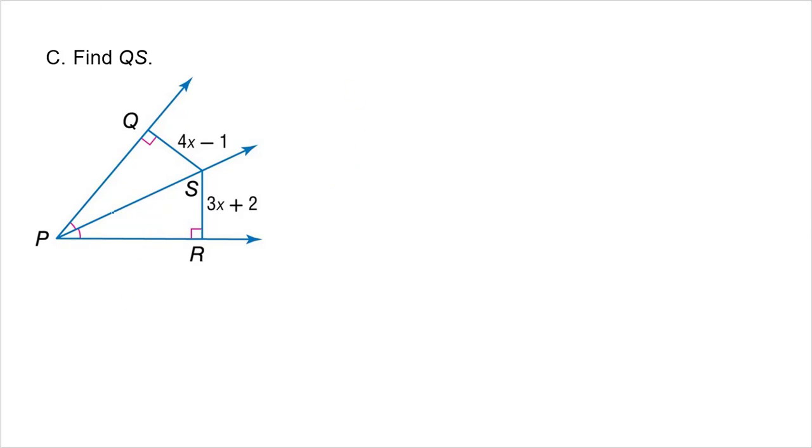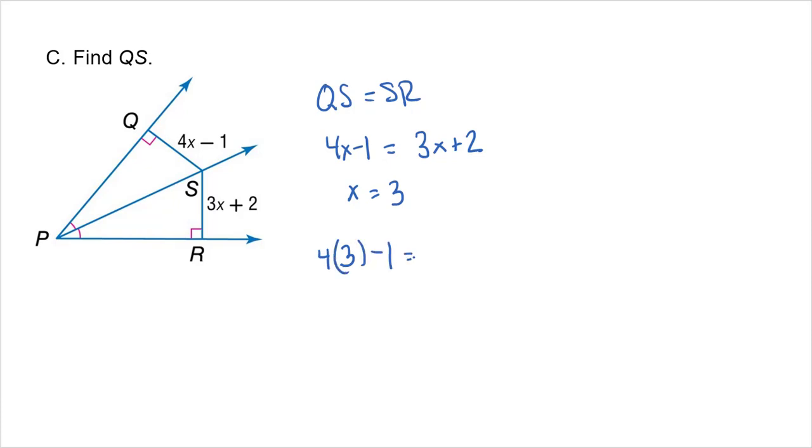Okay, here, we know it's on the angle bisector, so we know QS is going to be equal to SR. So 4x minus 1 is equal to 3x plus 2. I subtract the 3x over. I add the 1 over. Again, remember you're finding QS, so plug in 4 times 3 minus 1, so 12 minus 1 is 11.